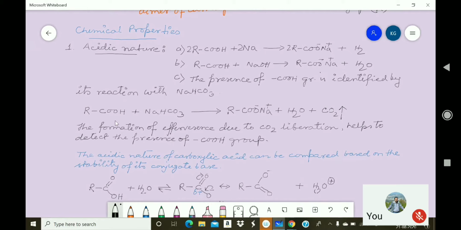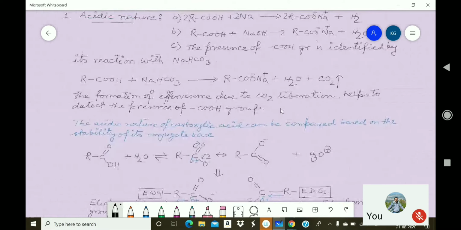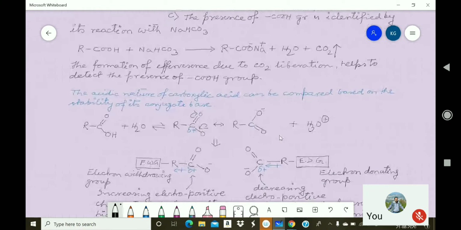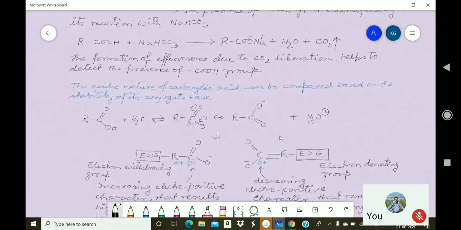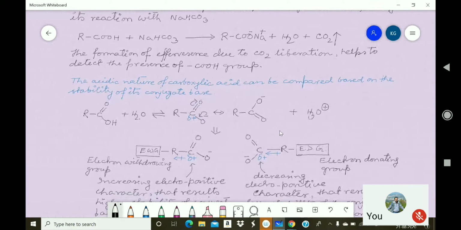That means when an unknown sample is given, if we react it with sodium bicarbonate and it forms strong effervescence due to formation of carbon dioxide following this reaction, it is a carboxylic acid. And therefore, in practical chemistry also, we use sodium bicarbonate for identification of carboxylic acid. Now, if we compare the acidic character between different carboxylic acids, then we need to explain through the stability of the conjugate base.